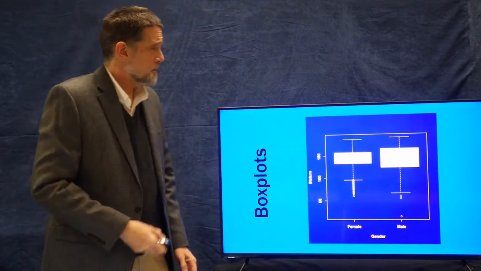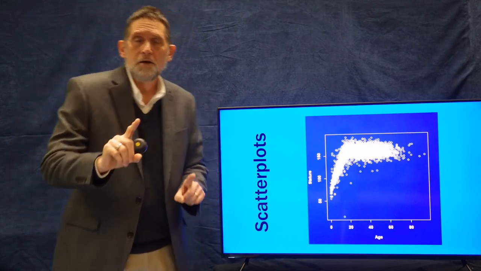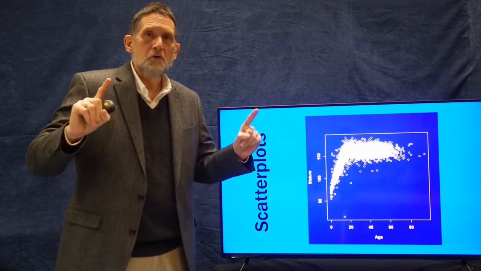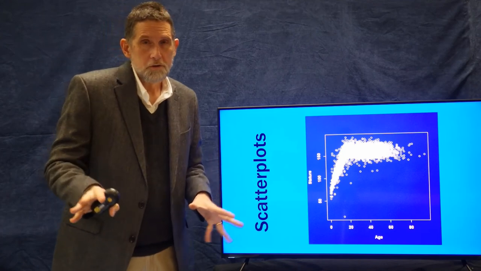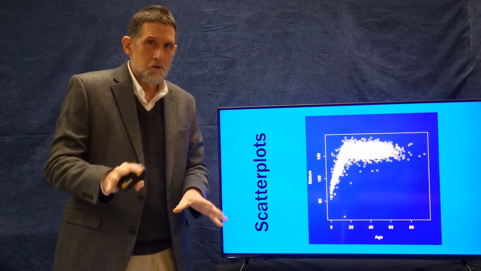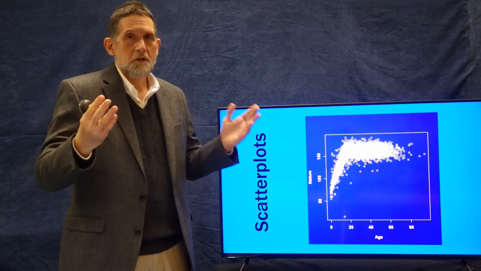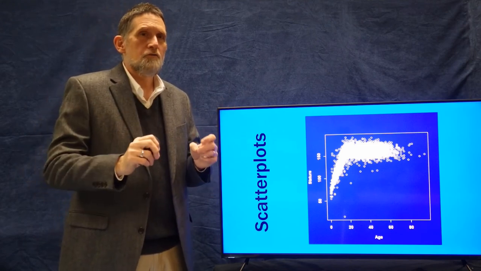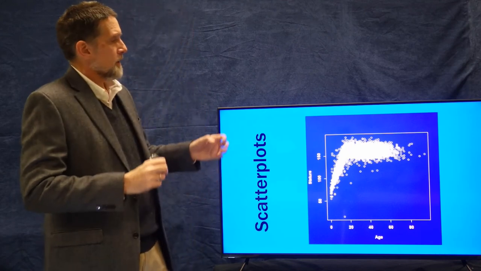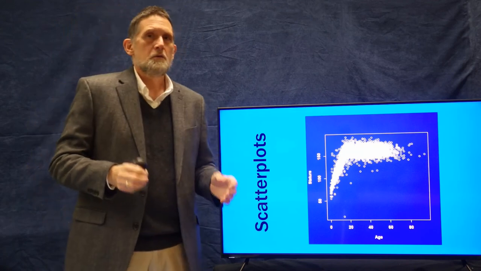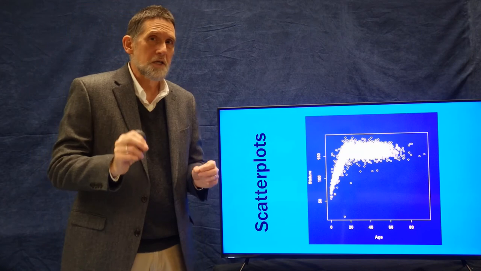Okay, what's going on here? Well, here's a scatter plot. In a scatter plot, we have two variables that are both interval or ordinal. Ordinal scatter plots look a little weird, and we will look at some in this course. But two interval variables compared to one another, the scatter plot is a great way to visualize that relationship. And if we look at this, we see something that's really odd. This is a very strange looking scatter plot.